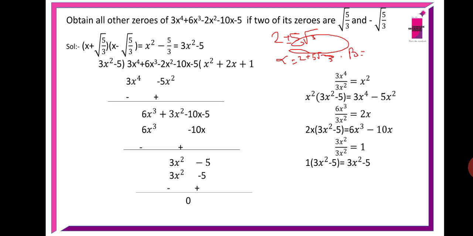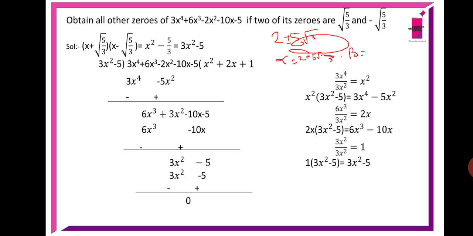One more application of the division algorithm. If a biquadratic polynomial is given and they give 2 of the zeros, you are going to find the remaining 2 zeros. Obtain all other zeros of 3x power 4 plus 6x cube minus 2x square minus 10x minus 5, if 2 of its zeros are root 5 by 3 and minus root 5 by 3.